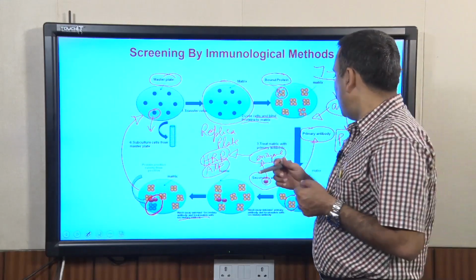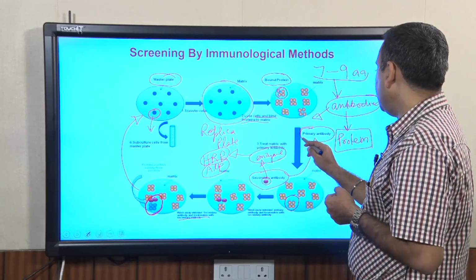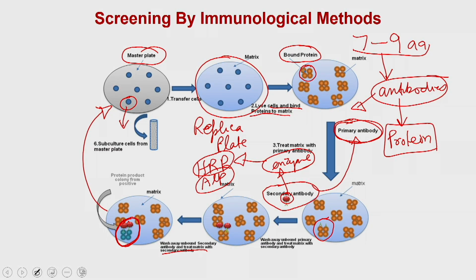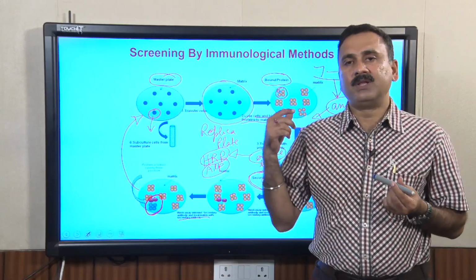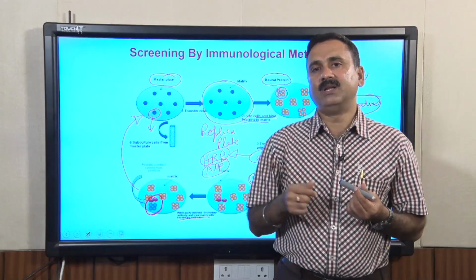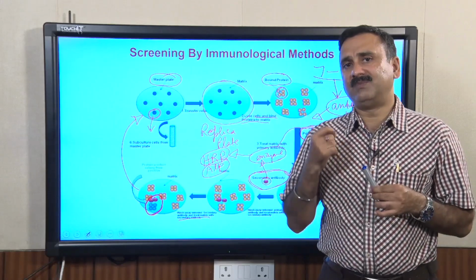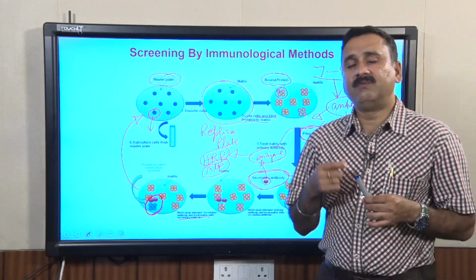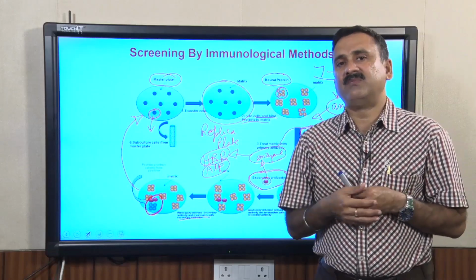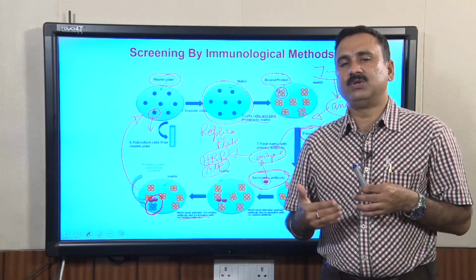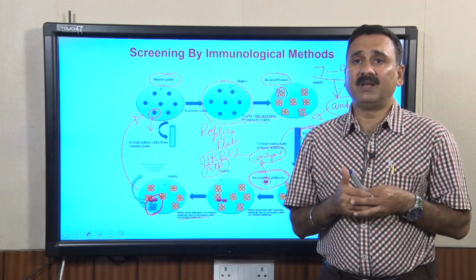Now, the question comes, why are we using the primary and secondary antibodies, and why do we not just use the primary antibody labeled with the enzyme? The reason we use two antibodies instead of one is that once you use the primary and the secondary antibodies, you actually amplify the initial signal. The amount of protein present inside these clones is very low, maybe in the nanogram range, and that is why you develop a primary antibody which is very specific.